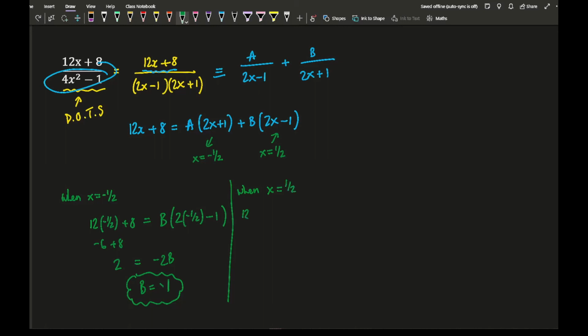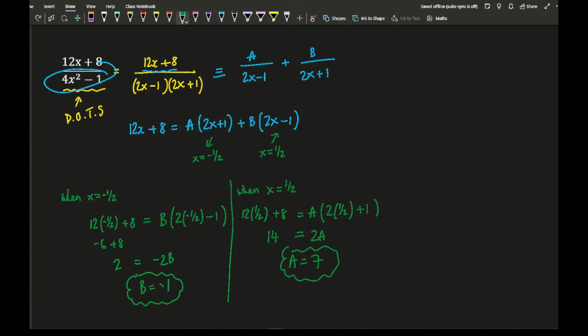To continue with the question, I then need to make x equals positive a half. So what I've got is 12 times a half plus 8. So that's going to be 6 plus 8, which is 14. And that's going to be equal to, now when it's positive half, the first bracket is going to equal 0. So I've got a lots of 2 times a half plus 1. So that then equals 1 plus 1, which is 2, so I get 2a, so a equals 7.